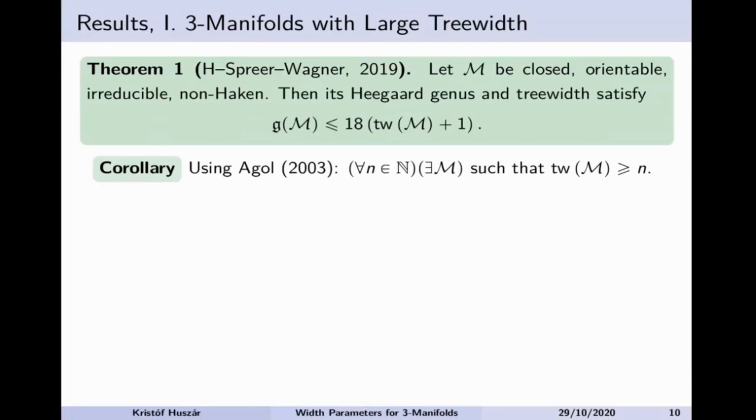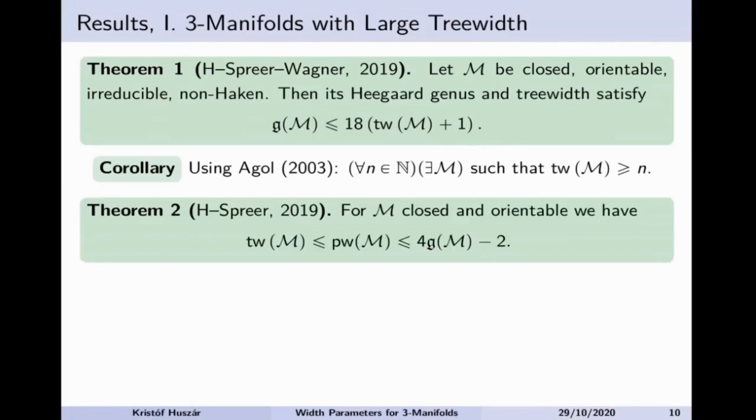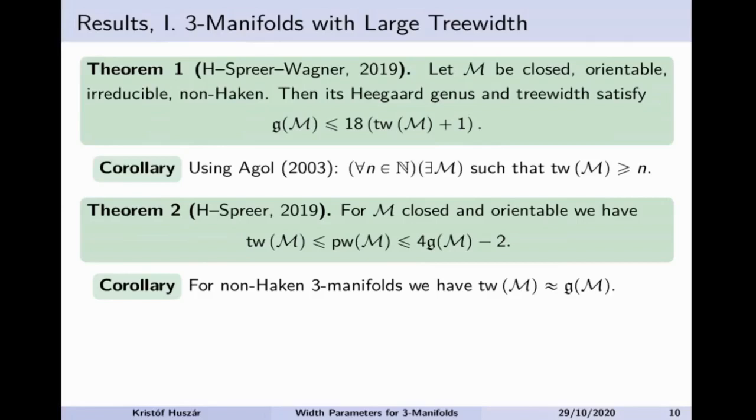And if we combine this result of Agol with our result, then we can immediately deduce that there exist three-manifolds for which the treewidth is arbitrarily large. Subsequently, we also managed to establish a reverse inequality, namely upper bounding the treewidth in terms of the Heegaard genus. And here we do not require the manifolds to be non-Haken. Actually, these two theorems yield the corollary that for non-Haken manifolds, the treewidth and the Heegaard genus are in fact within a constant factor of each other. And you can see that these constants are quite explicit, very explicitly quantified.